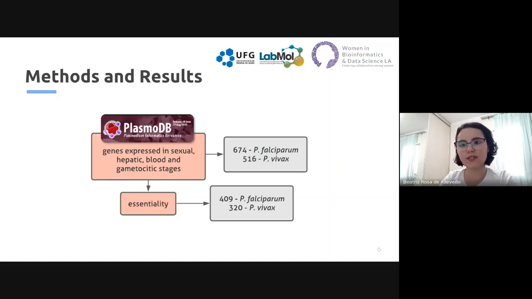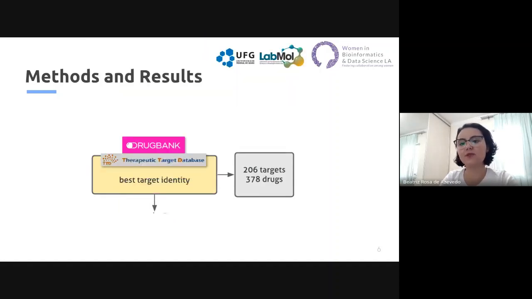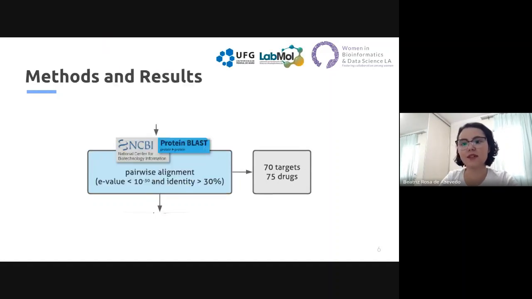First, genes expressed in multiple stages were selected in the PlasmoDB platform for Plasmodium falciparum and vivax. From phenotypic essentiality data, the essential genes were identified. From the falciparum genes, the resulting amino acid sequences were obtained, and then these were searched in two therapeutic target databases. Converging the data, homologous targets and associated drugs were found. These data were checked by sequence pairwise alignment in BLASTP at NCBI.